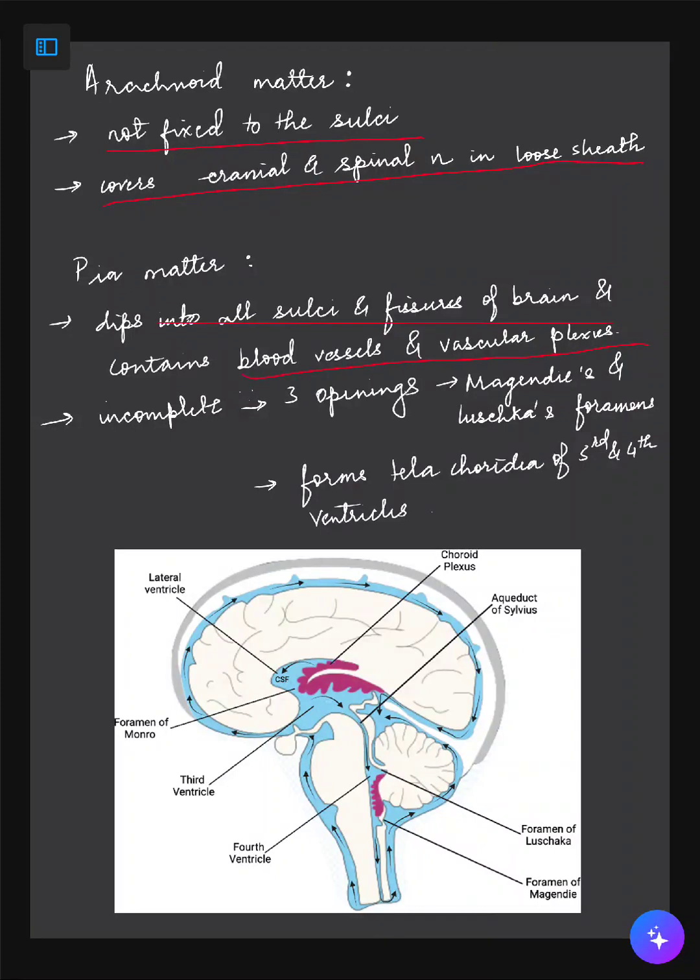Now, pia mater is incomplete. Where? It is an incomplete membrane since there are three openings. Which are those? Foramen of Magendie and the foramina of Luschka, and it forms the tela choroidea of the third and fourth ventricles. See, this is the foramen of Magendie, this is the foramen of Luschka. Here it is incomplete and forms the tela choroidea of the third and fourth ventricle. This is the third ventricle and the fourth ventricle.